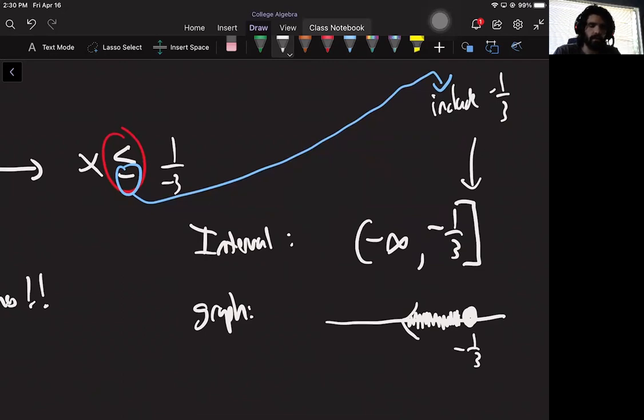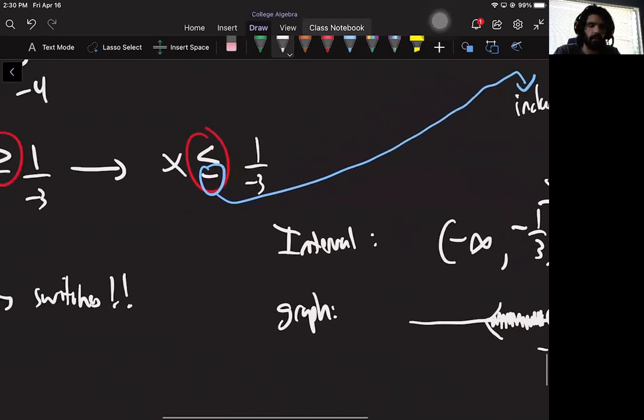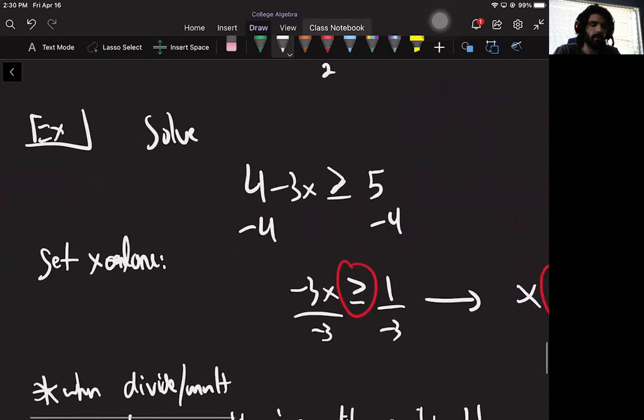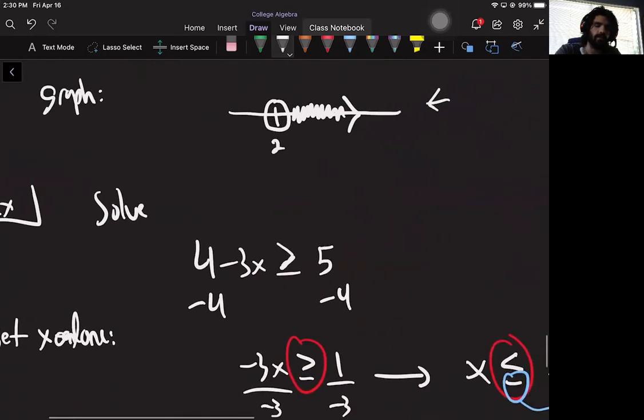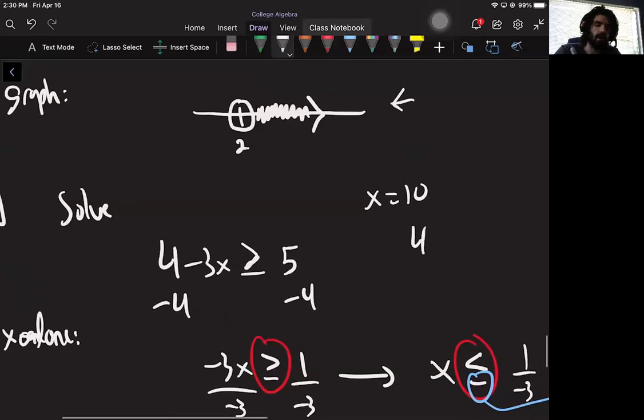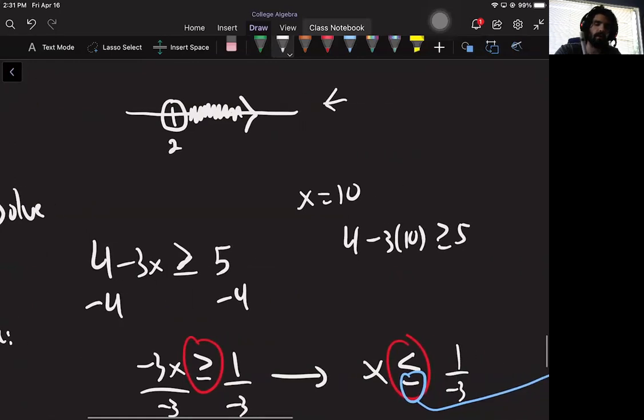So this is saying like only numbers to the left of -1/3 will make this inequality work. So if I plug in 10, for example, let's just see what happens. It should not work. What does that mean? Well, you should get something that doesn't make sense. That's what it means to not work.